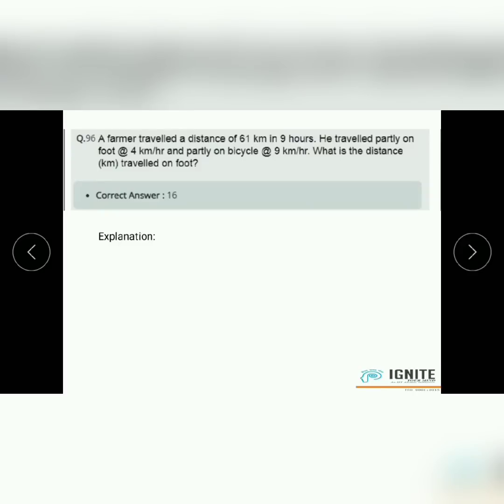Next question. A farmer traveled a distance of 61 km in 9 hours. He traveled partly on foot at the rate of 4 km per hour and partly on bicycle at the rate of 9 km per hour. What is the distance in kilometers traveled on foot?